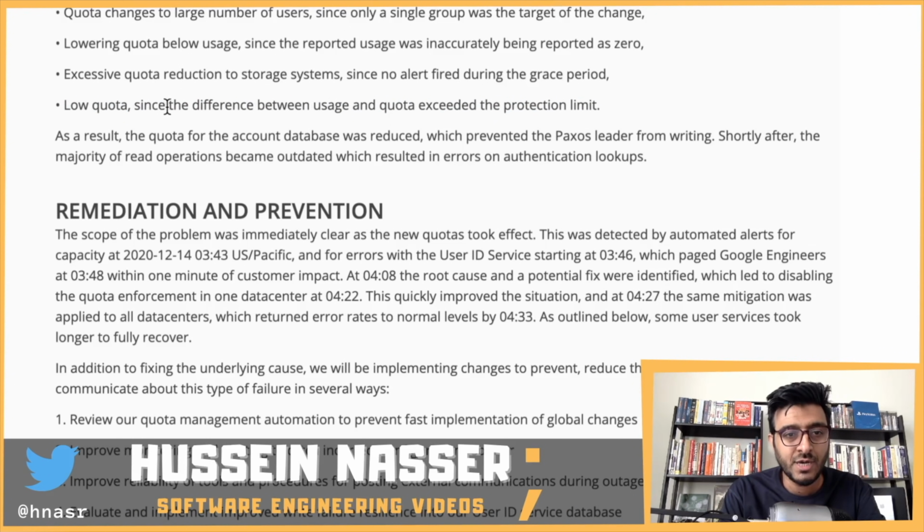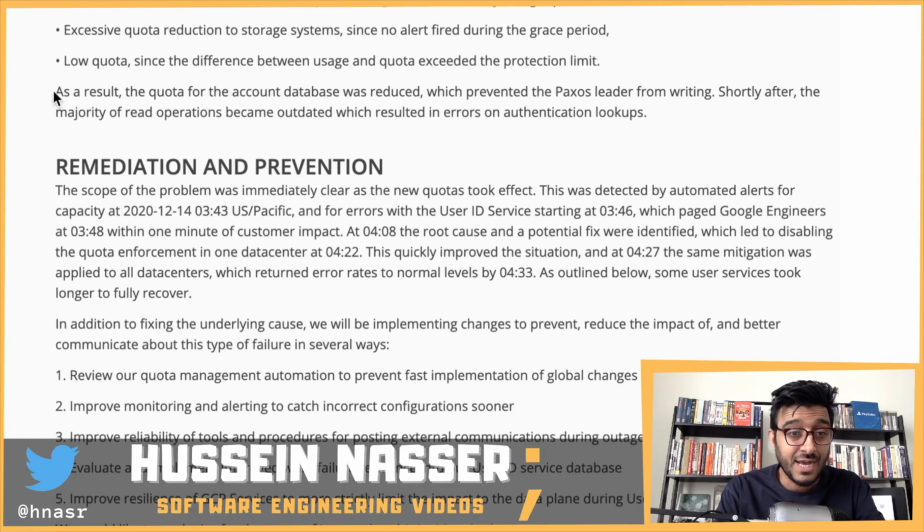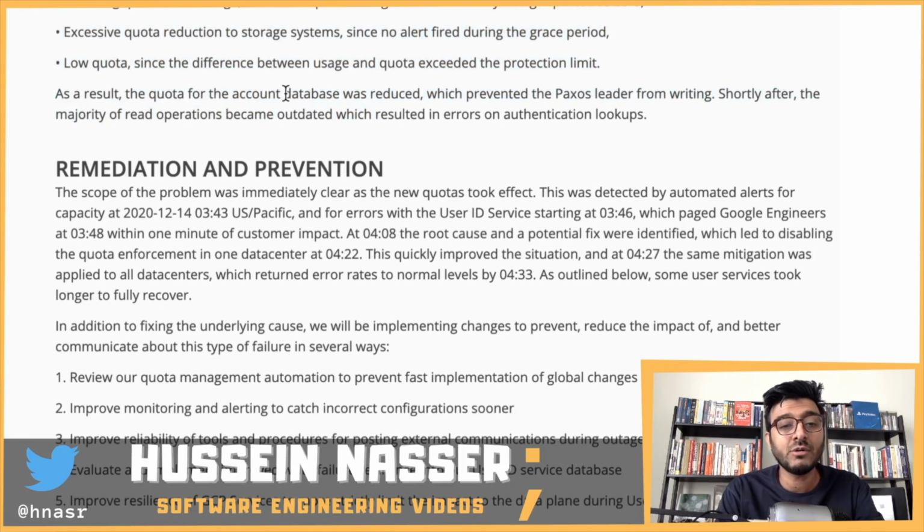If there's a low quota, there should be another alert as well. As a result, the quota for the account database was reduced. The account database, right? So where you store the account itself, the database that stores everything about the Google account, was reduced, which prevented the Paxos leader from writing.